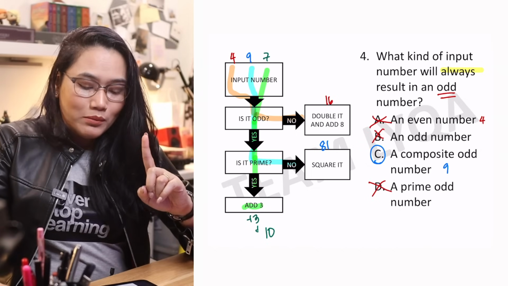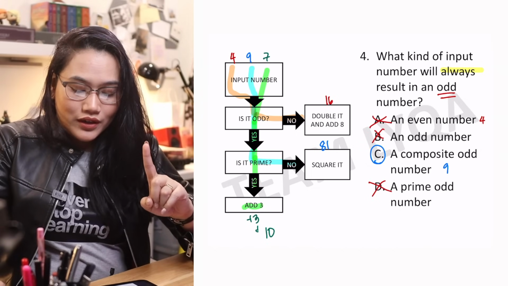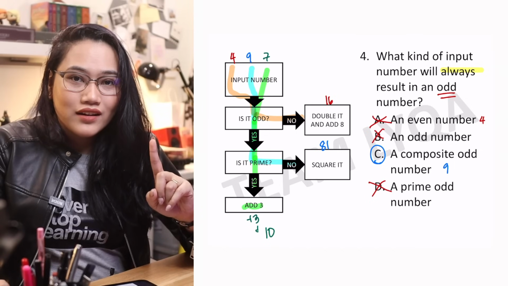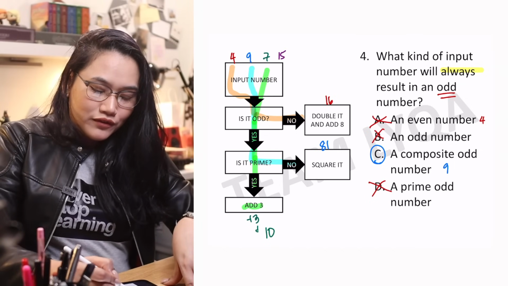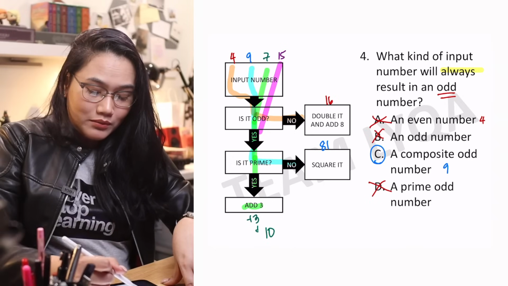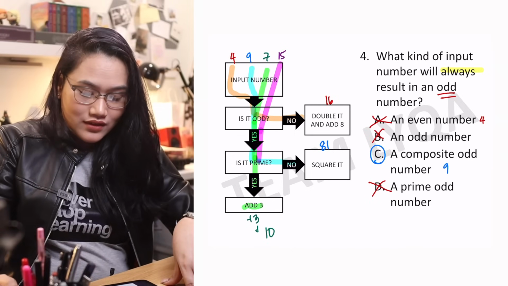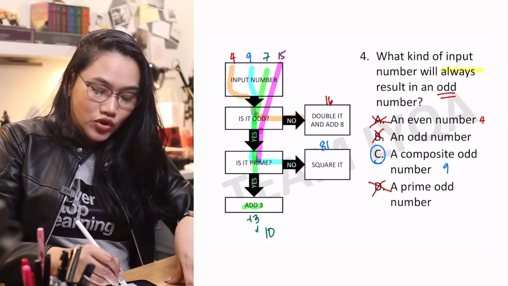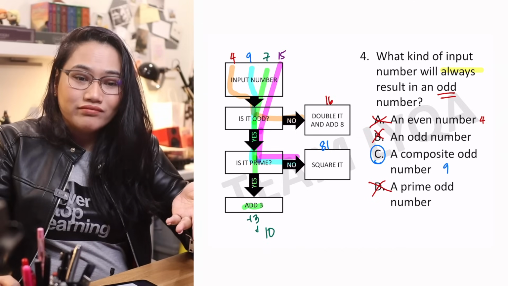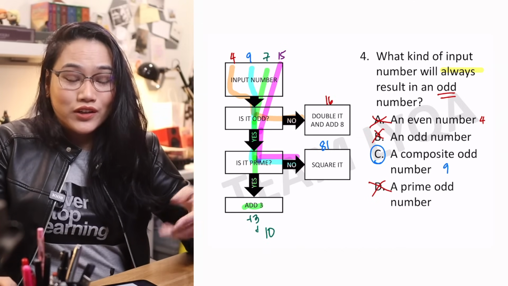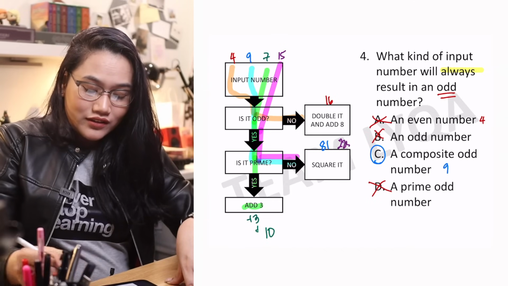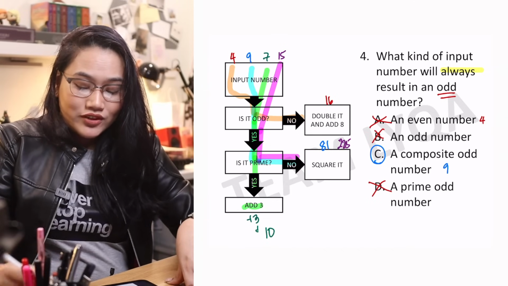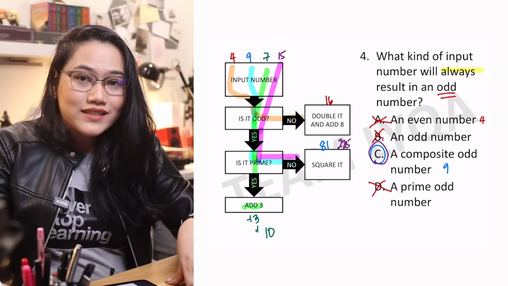At dahil ang prime odd number is still an odd number, hindi na rin totoo yung D. The kind of input number that will always result in an odd number would be a composite odd number. For good measure, pwede kang sumubok ng iba pa. If I input 15, it will be an odd number, kaya bababa tayo dito. Is it prime? No. And if I square it, 15 times 15 is 225. It's still very much an odd number. So, consistent naman, the answer is C.